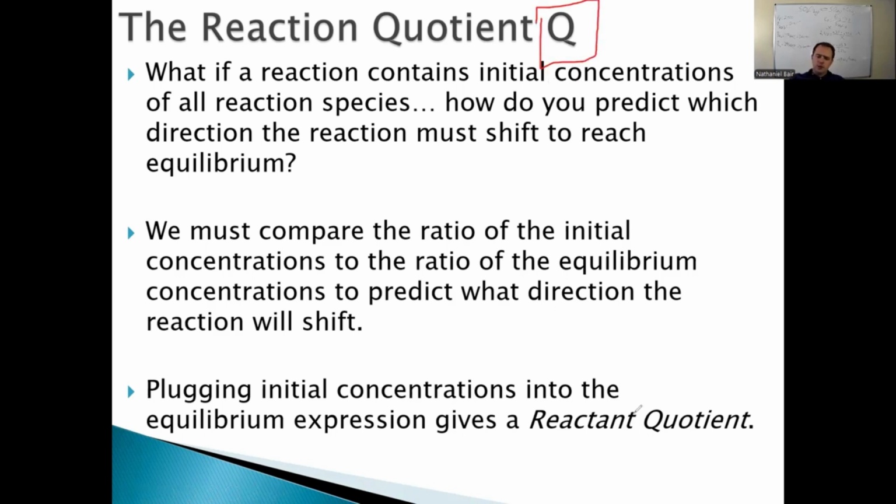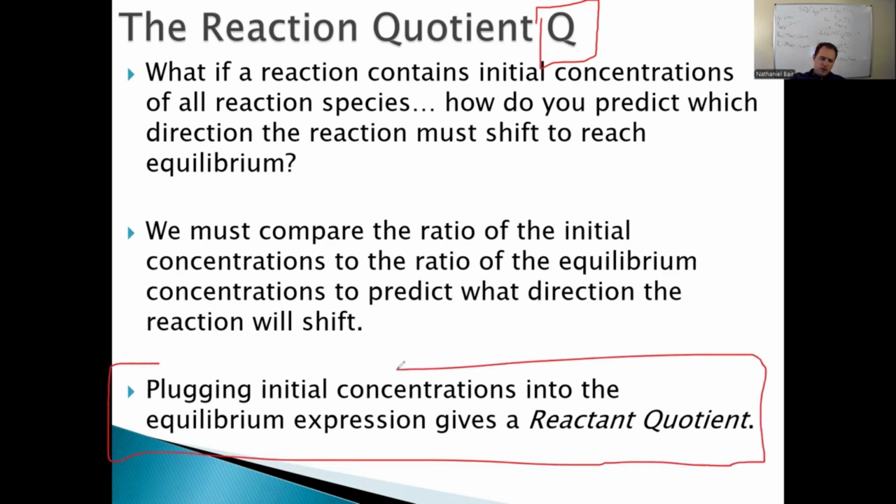And the reaction quotient is found very simply. It sounds complicated, but it's very simple. The reaction quotient is found by plugging the initial concentrations into the mass action expression and solving. Normally, if I plugged equilibrium concentrations in, I would be solving for the equilibrium constant. But if I plug initial concentrations in, now I'm solving for the reaction quotient.